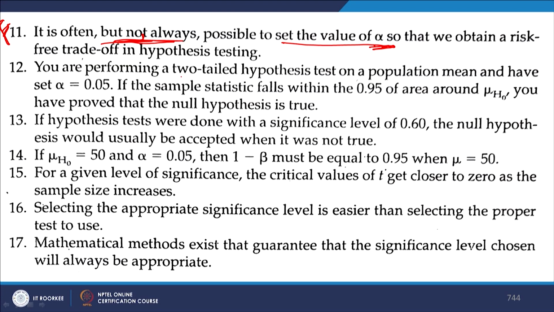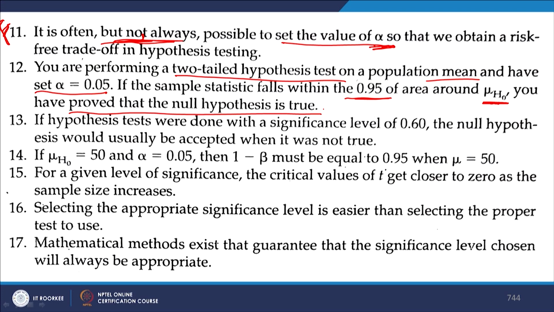You are performing a two-tailed hypothesis test on a population mean and have set alpha equal to 0.05. If the sample statistic falls within 0.95 of the area around the hypothesized population mean, you have proved that the null hypothesis is true. Is it correct? What do you think?